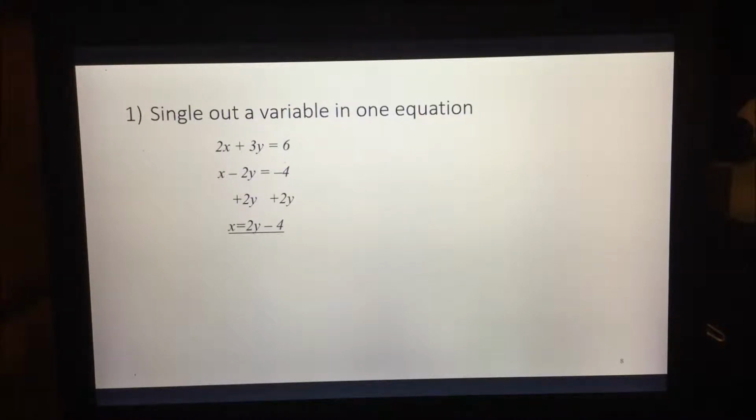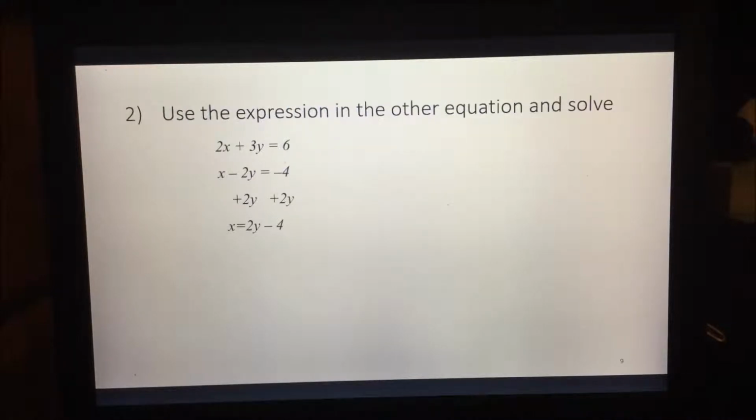It starts with a u. Use the expression in the other equation and solve. What's that mean? Well, we use this expression, 2y minus 4, and we substitute it in for x in the other equation. That's why this is called substitution. So when we substitute in, we get 2 times the quantity 2y minus 4 plus 3y equals 6. We see this new equation only has one variable, so we can solve for y.